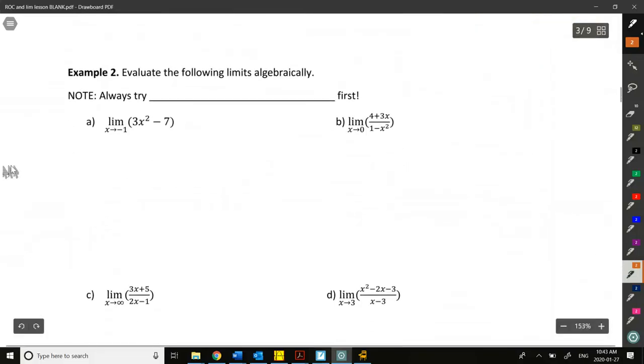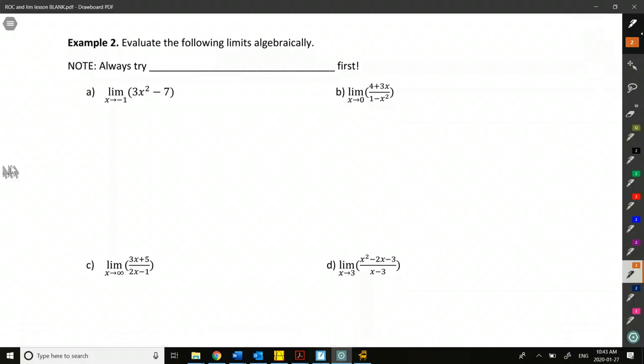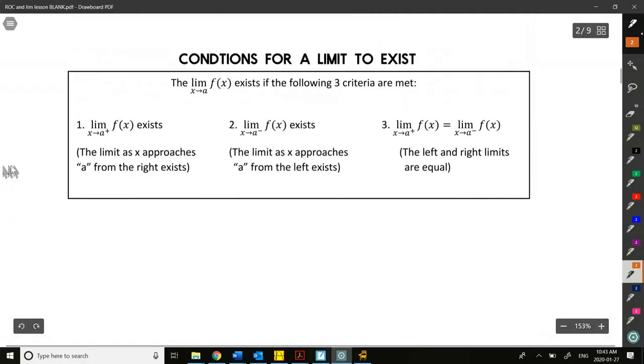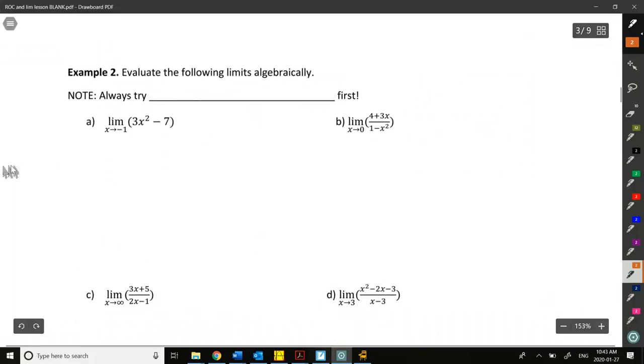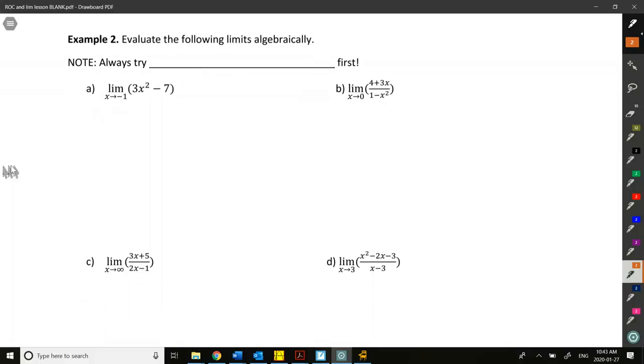Okay, so that's graphically. It's also true algebraically, but sometimes we need other strategies to evaluate limits algebraically, because unless I want to graph the whole thing and figure out what's going on, I'll probably need to use some other strategies. So we are always going to try substitution first.